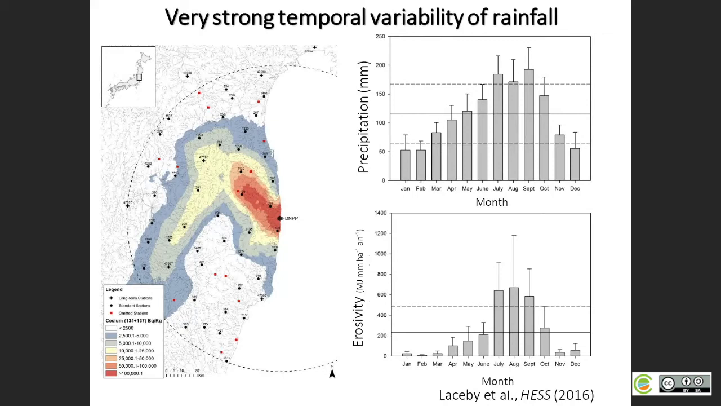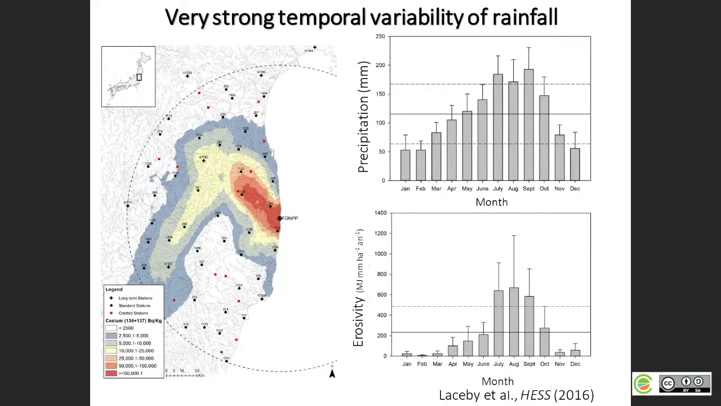The other map, what you see in the background with the colors, corresponds to the cesium deposition on the soils of northeastern Japan. In red you have the more contaminated areas, in blue, less contaminated areas. So you have this plume extending to the northwest of the power plant. This is where Fukushima City is located, like 70 kilometers away from the power plant.